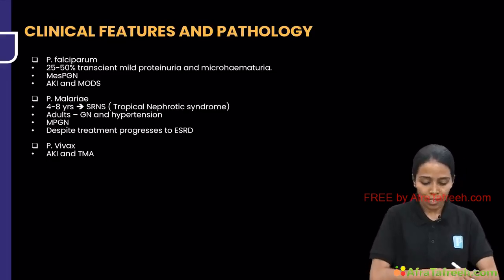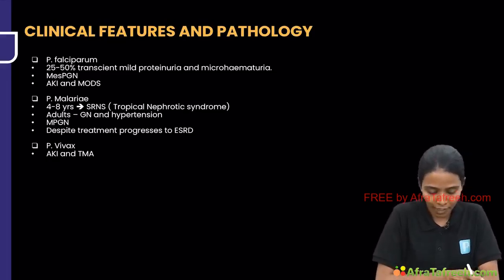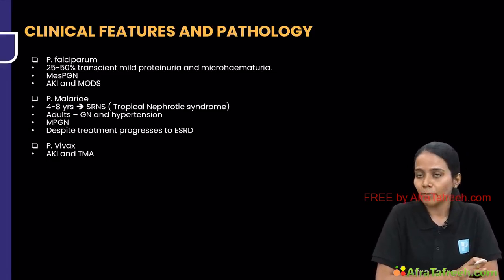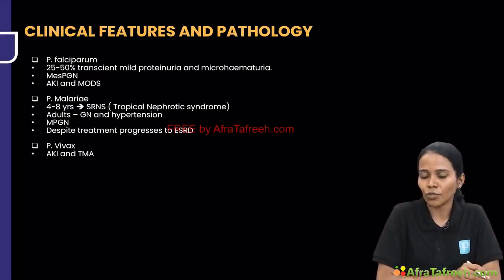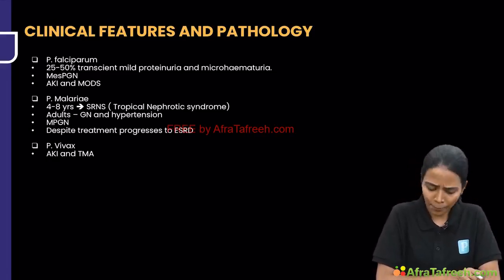Okay. Now the clinical features: Plasmodium falciparum. You mostly see a mesangial proliferative glomerulonephritis. So there is going to be microhematuria, some proteinuria. Okay. They can also cause AKI.